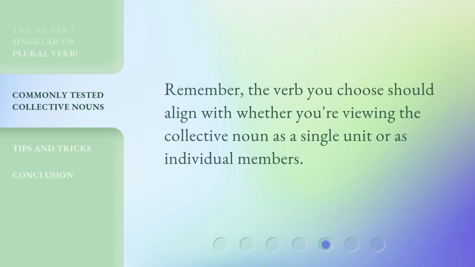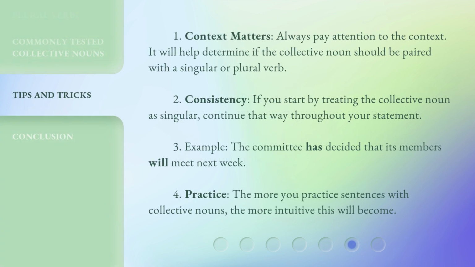Remember, the verb you choose should align with whether you're viewing the collective noun as a single unit or as individual members. 1. Context matters. Always pay attention to the context. It will help determine if the collective noun should be paired with a singular or plural verb. 2. Consistency. If you start by treating the collective noun as singular, continue that way throughout your statement. 3. Example. The committee has decided that its members will meet next week. 4. Practice. The more you practice sentences with collective nouns, the more intuitive this will become.